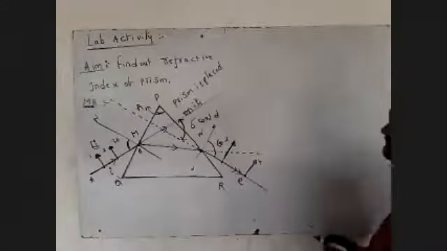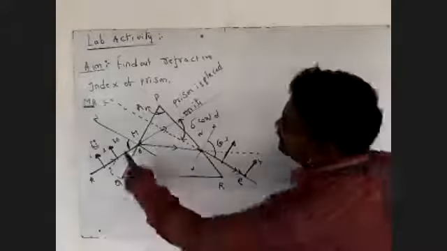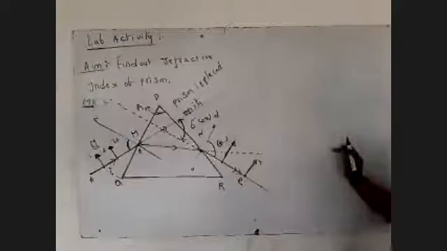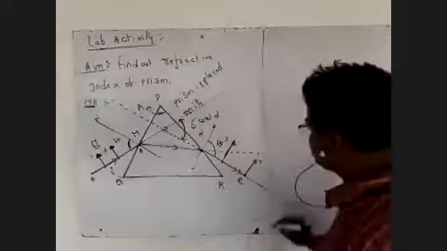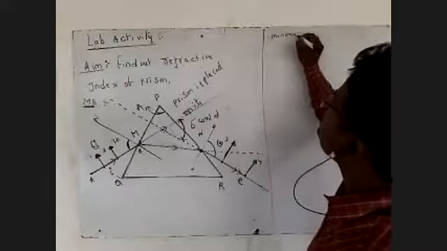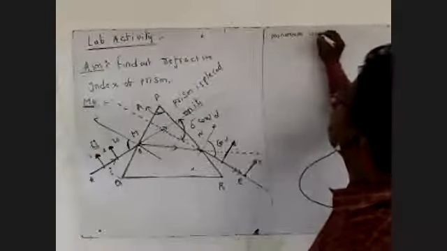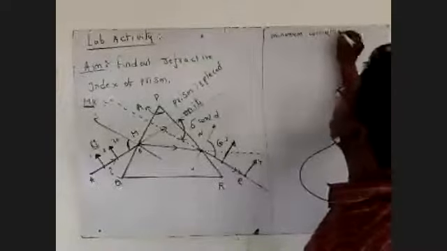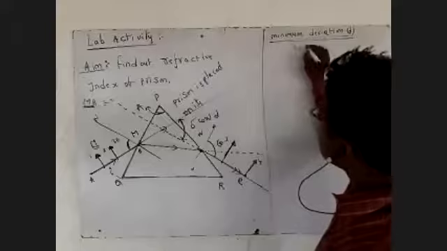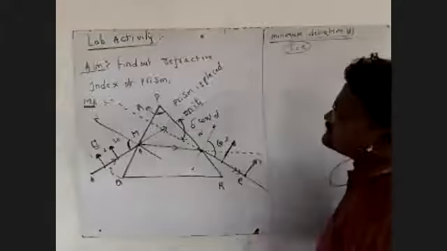So now in this case, this is an incident ray, this is a deviation. Now when we are getting the minimum deviation, I is equal to E. So this is I, the angle of the incident ray.